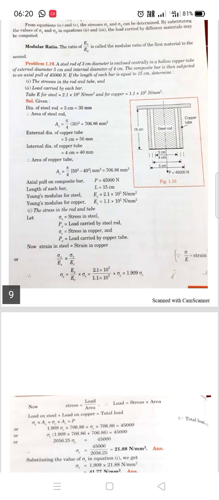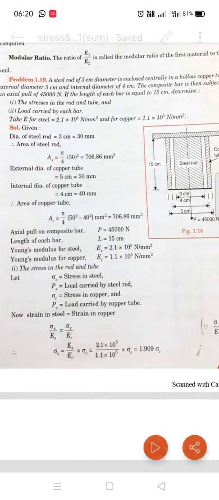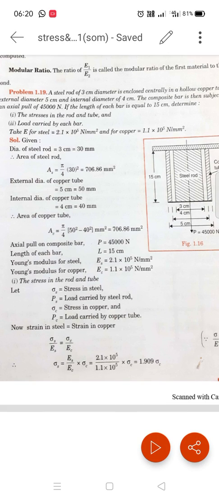Take E for steel is equal to 2.1 into 10 to the power of 5 Newton per mm square. So already you know what E means: Young's modulus, which is given in the problem. For copper it is equal to 1.1 into 10 to the power of 5 Newton per mm square. So here E1 and E2: one is steel, another one is copper. Steel is 2.1 into 10 to the power of 5 and copper is 1.1 into 10 to the power of 5 Newton per mm square.